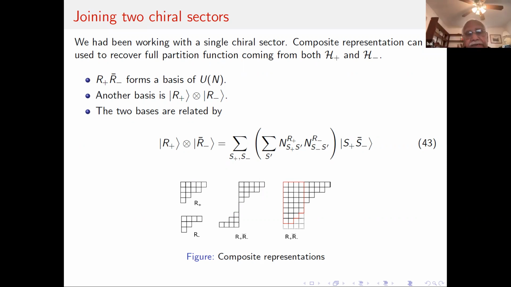Each Young frame is associated to a U(N) representation. So what does this object belong to in terms of U(N) representations? Not n going to infinity. What is the U(N) representation which emerges from this manipulation of permutation? I mean, it is just called the composite representation. This is the very definition of it.